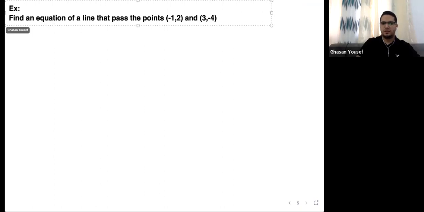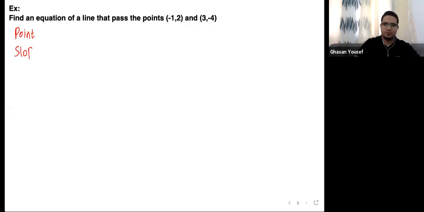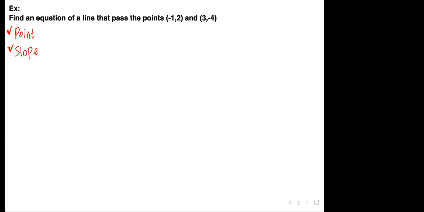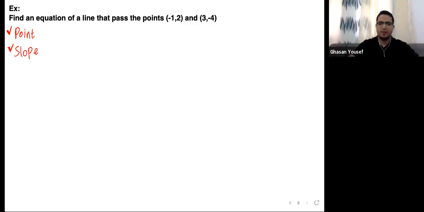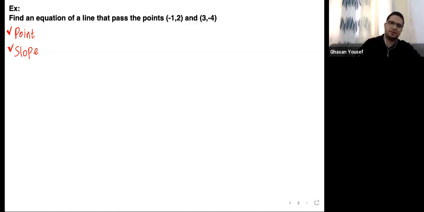So before we start thinking about this question, we have to know any line needs two things. The first one is a point, and a slope. Exactly, point and slope. But this question does not give me the slope. What should we do here? First, find the slope. Exactly. How can we find the slope? The difference in y over the difference in x. Yes, correct.